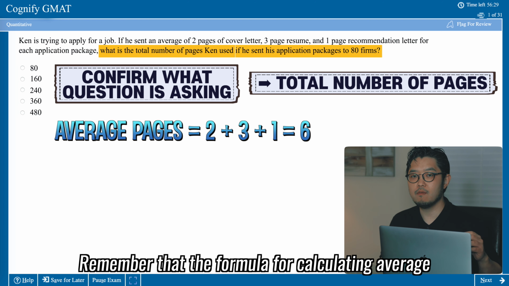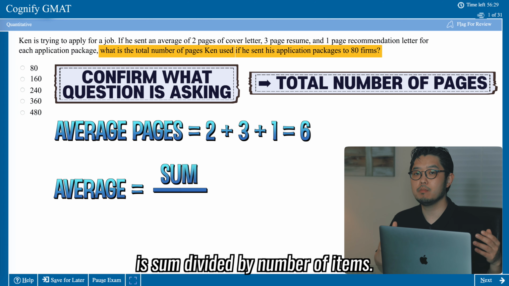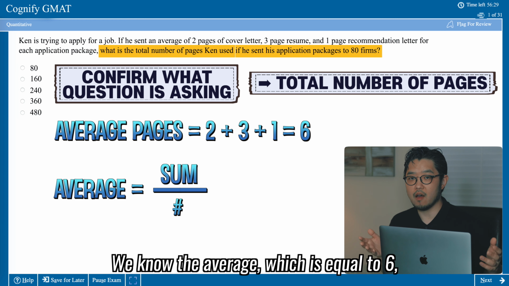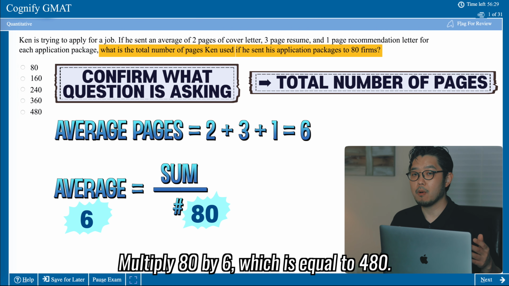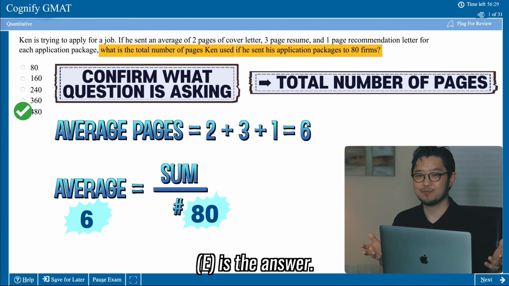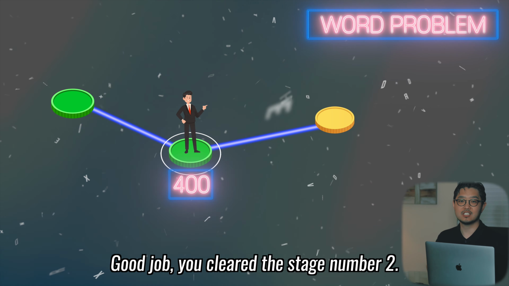Remember that the formula for calculating average is sum divided by number of items. We know the average, which is equal to 6, and we know the number of items that equals 80. Multiply 80 by 6, which is equal to 480, is the answer. Good job, you cleared the stage number 2.